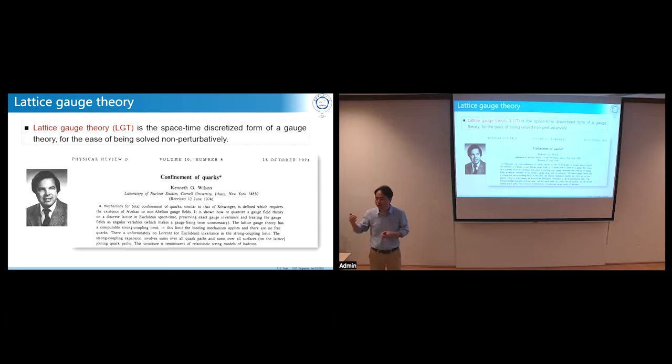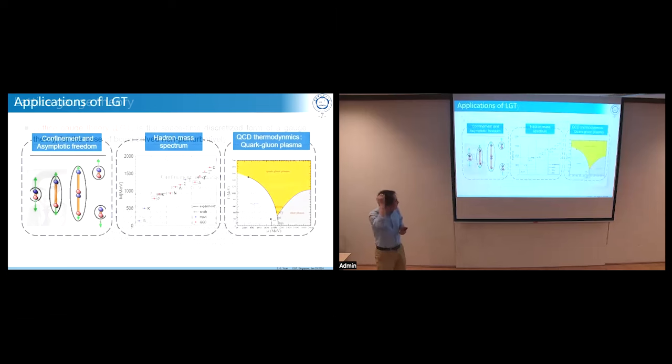At that time, they did not have supercomputers. They just put in only a few lattice sites, maybe less than 10, to calculate with some calculators. Even so, the lattice gauge theory explained the physics here, like the confinement and deconfinement of quarks and the asymptotic freedom phenomena. And also the hadron mass spectrum can be calculated based on lattice gauge theory. The phase diagram of quark-gluon plasma can also be roughly calculated by the lattice gauge theory.